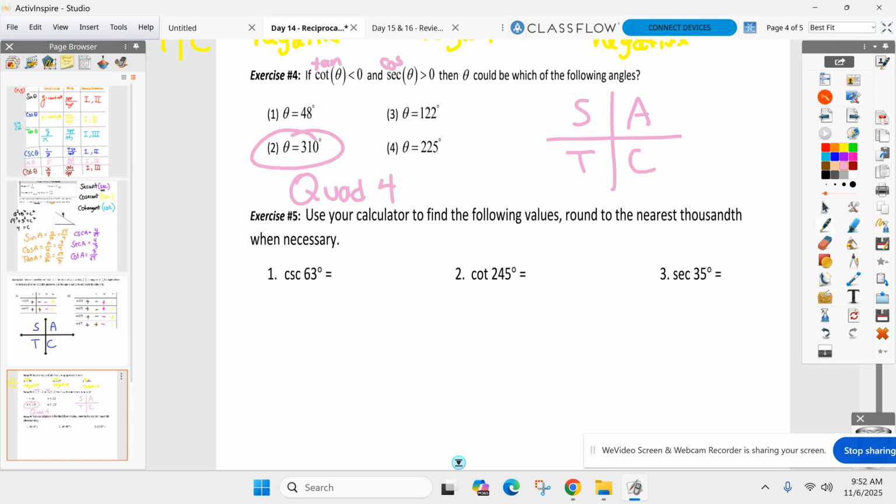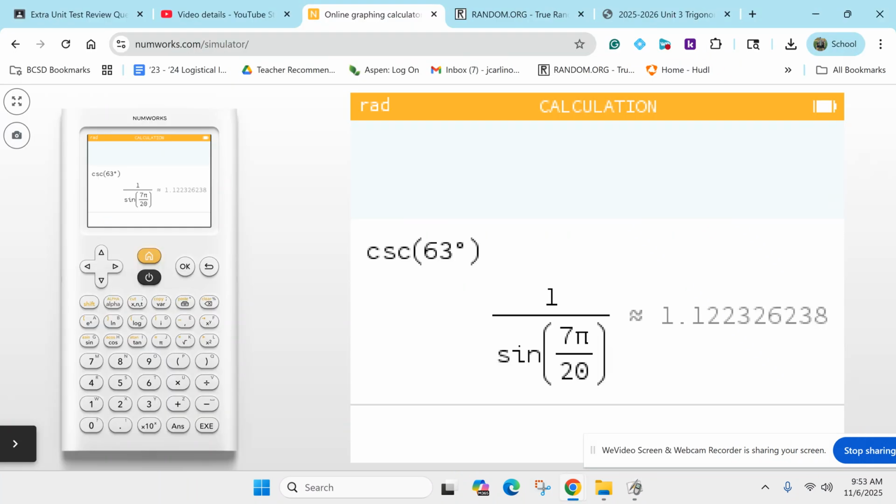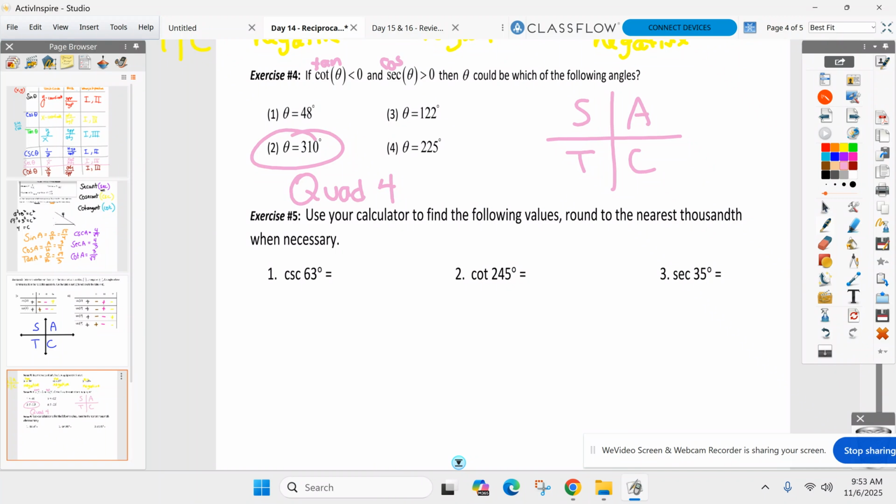And the rounding is to the nearest 1,000th. How many numbers after the decimal is the 1,000th? 3, right? So I look at the 4th number to see if I round or not. 1.122. You got that?